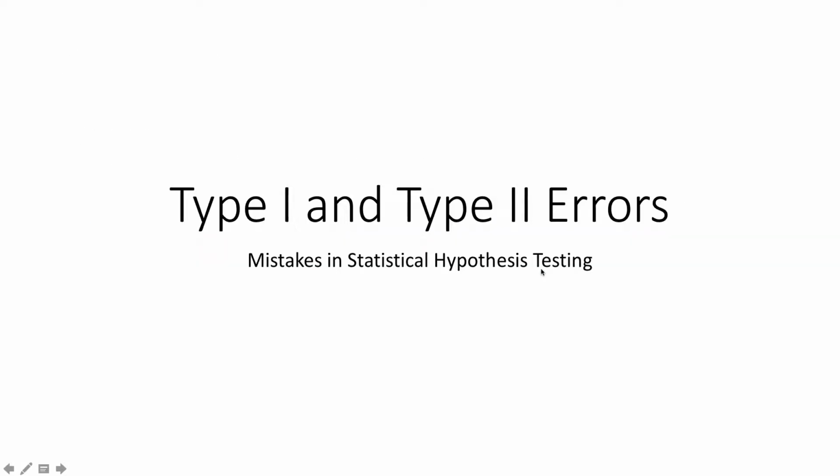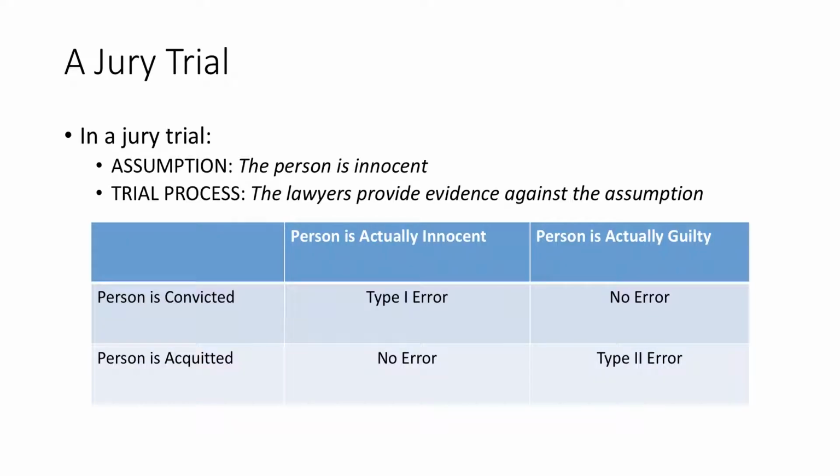Okay, in this video we're going to talk about type 1 and type 2 errors in statistical testing. No matter what, it is possible that you are going to make an error when you do a statistical test. So here's how I like to think about it. A statistical test is like a jury trial.